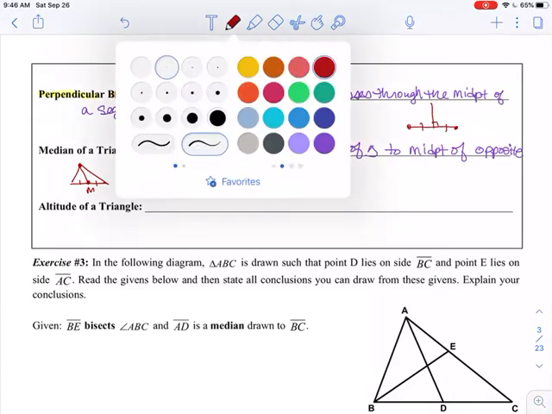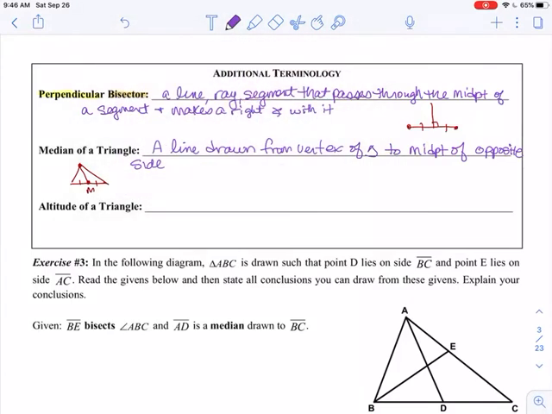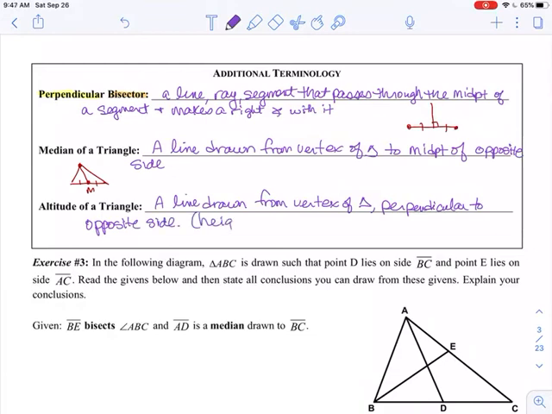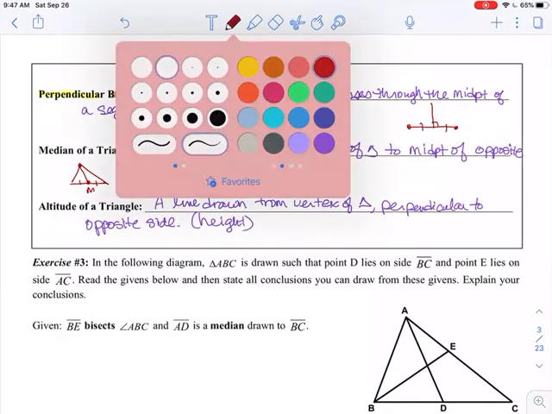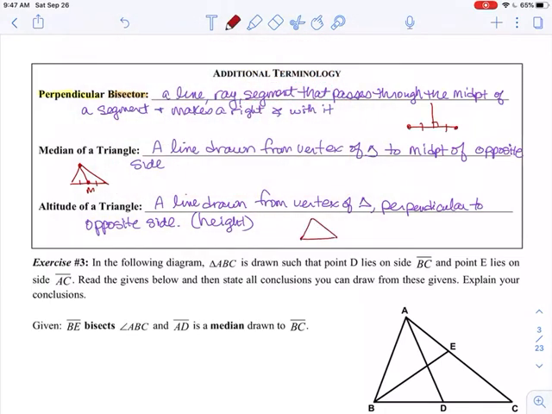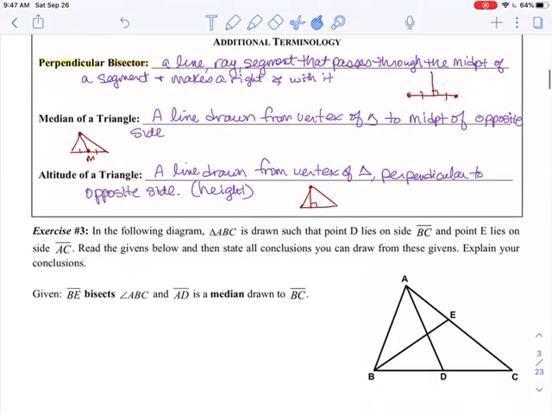It doesn't. And then the altitude of a triangle is a line drawn from a triangle, again drawn from the vertex, a line drawn from the vertex of a triangle, perpendicular to the opposite side. The altitude is the height of the triangle. So what does that look like in a picture? So I have a triangle, there's my vertex, and it's drawn perpendicular to that opposite side. So it's going to form a right angle.